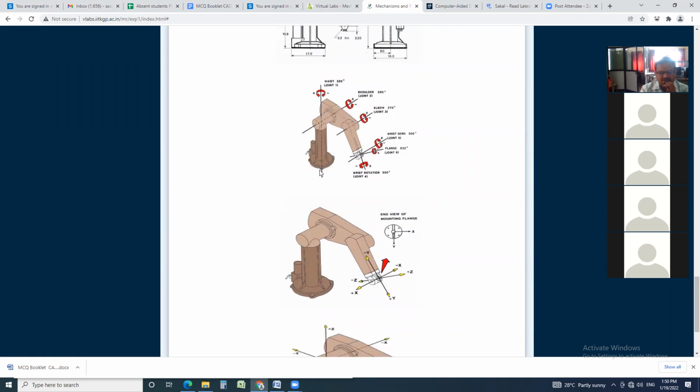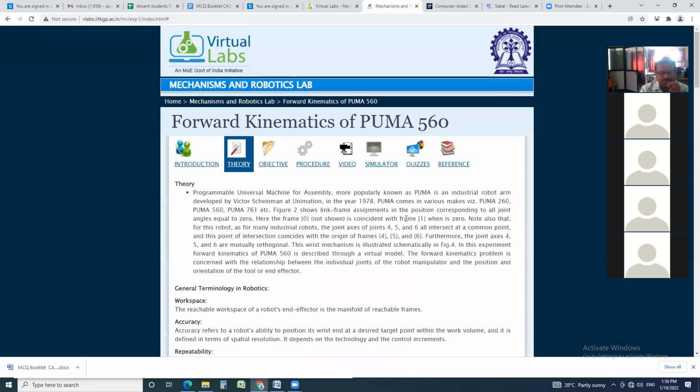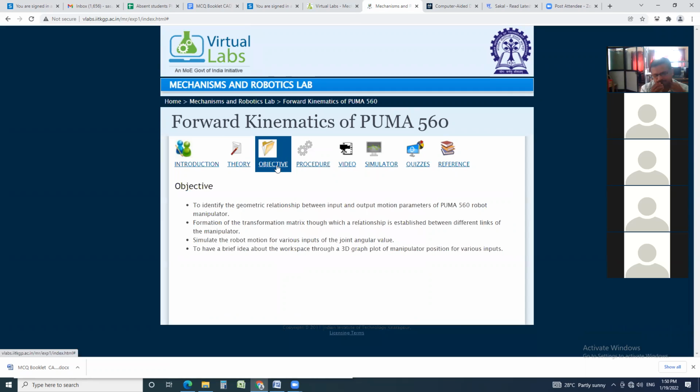See that this is the waist, 320 degree. It can move. Then this is the shoulder joint, 250 degree. This is the elbow joint, 270 degree. This is the wrist bend, 200 degree. This is the flange, 532 degree. Wrist rotation, 300 degree, joint 4. Therefore, there are 1, 2, 3, 4, 5, 6 joints. This is the theory. Now we will see the objective.